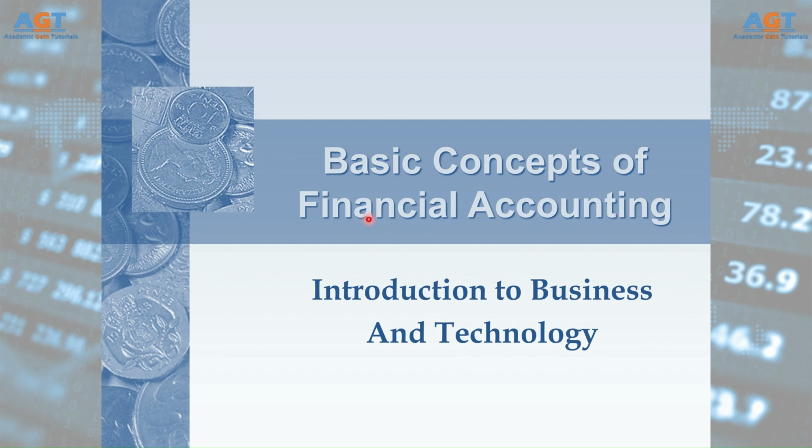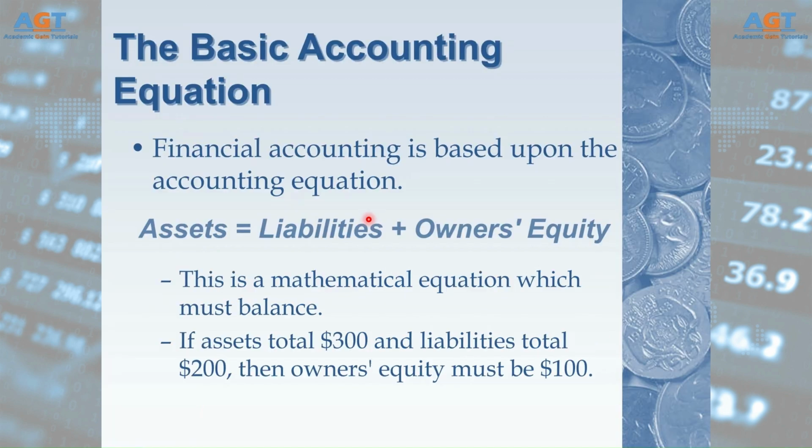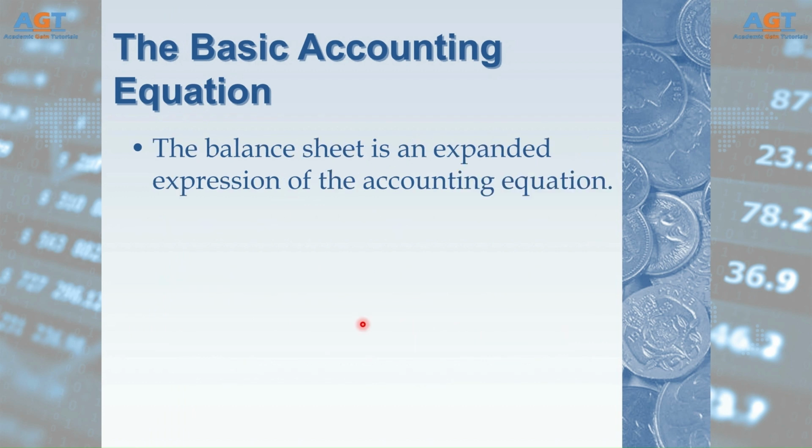Next, we begin with the most fundamental rule of accounting, the accounting equation. The basic accounting equation. Financial accounting is built on the basic accounting equation. Assets equals liabilities plus owner's equity. This equation must always remain balanced. It shows that everything a business owns is financed either by borrowing money or by the owner's investment. Now let's see how this equation appears in financial statements.